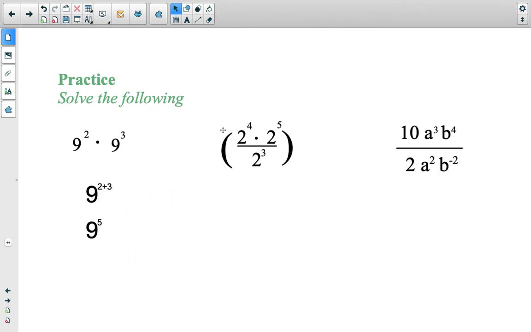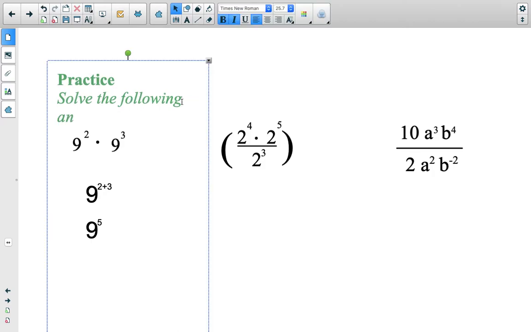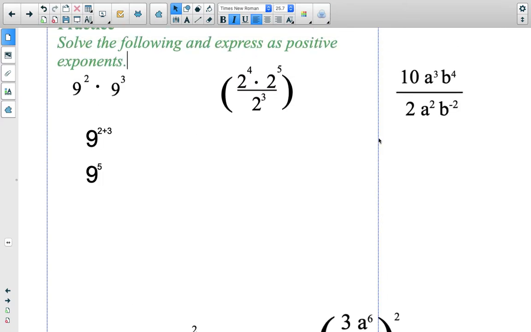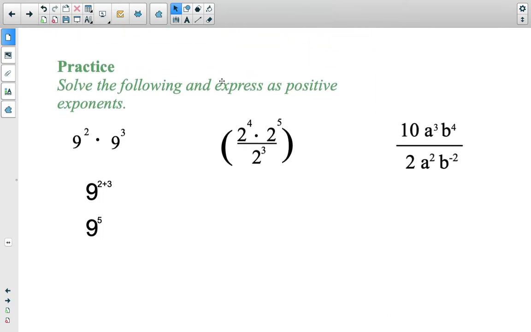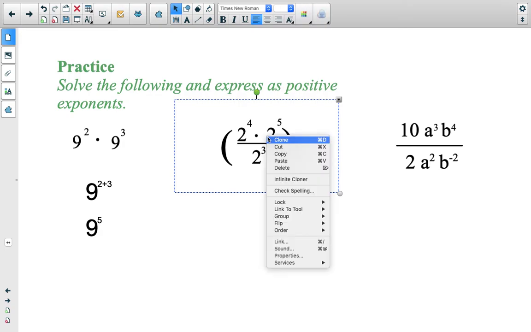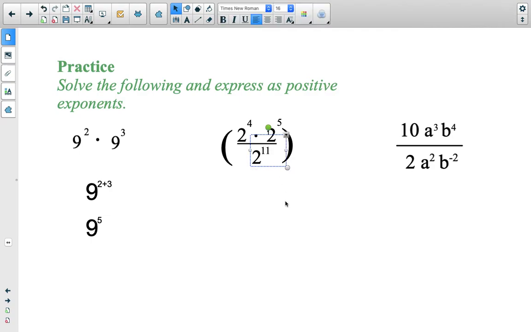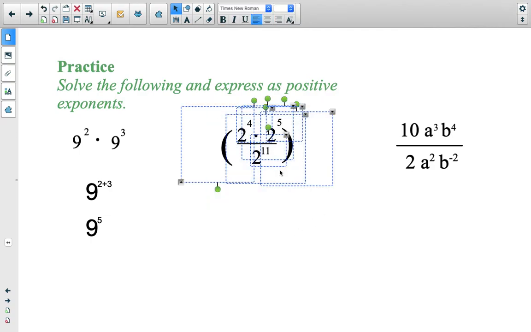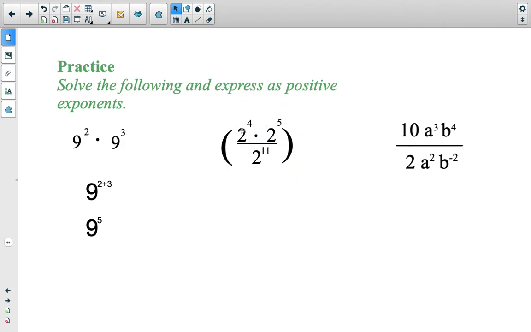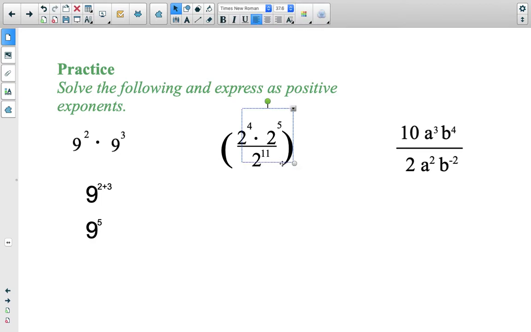Okay, what if we have, so let's just assume that we're asked to solve the following and express as positive exponents. So I'm just going to make sure that we express these as positive exponents. I'm just going to edit this real quick. So now, if I were to do this question here, let us do the top first. So let's do the numerator.